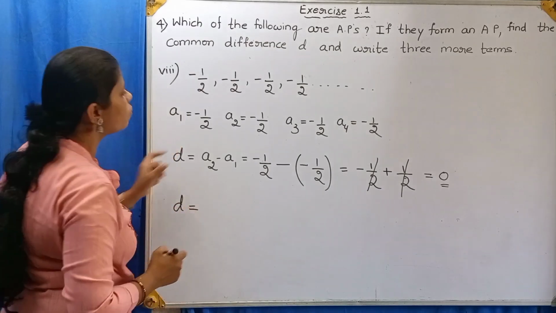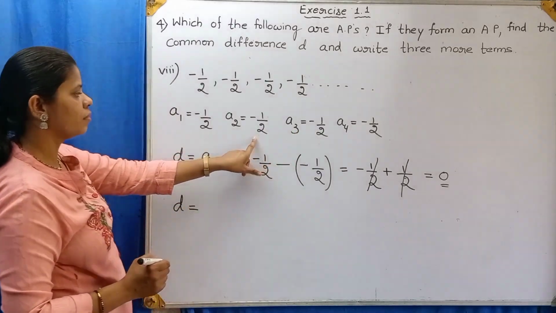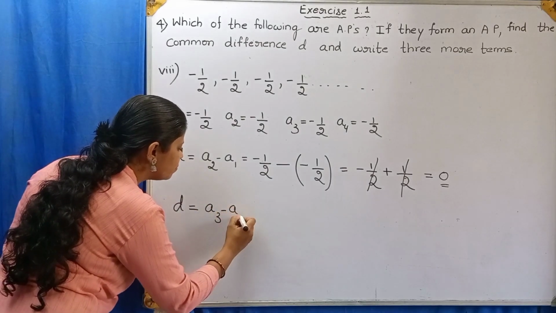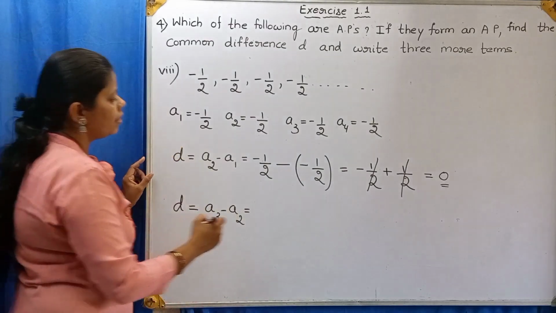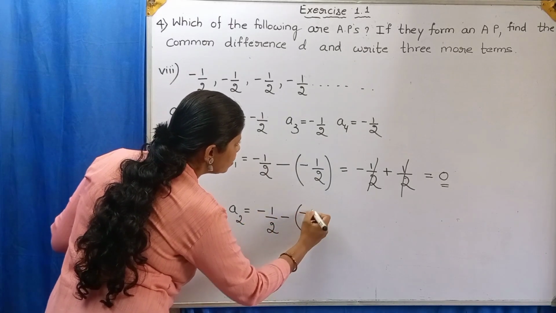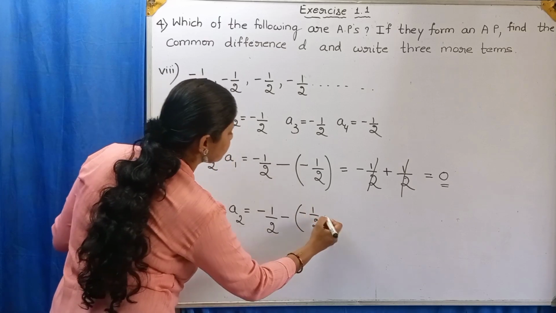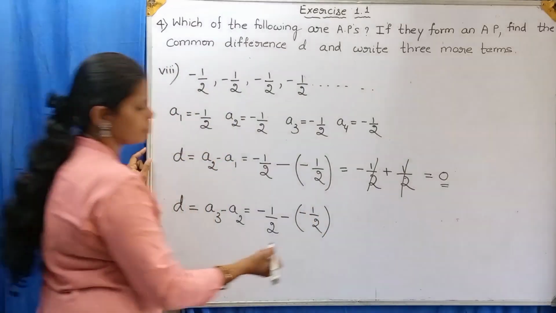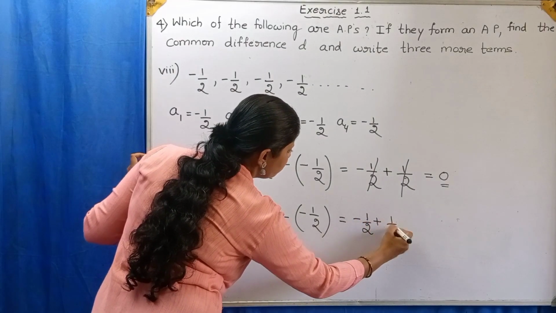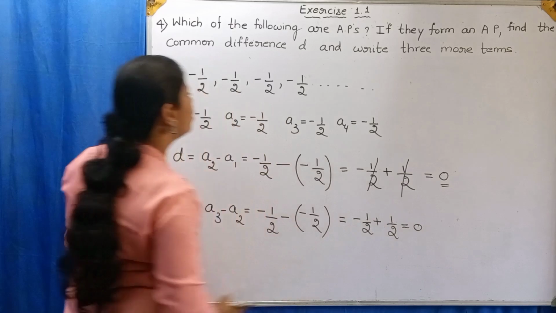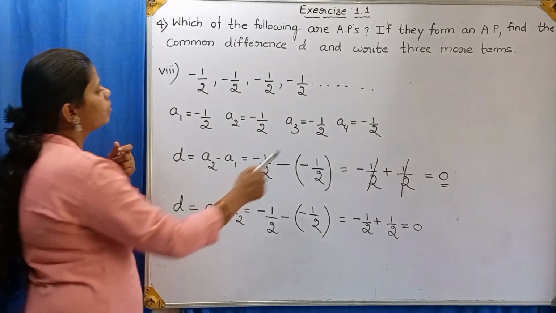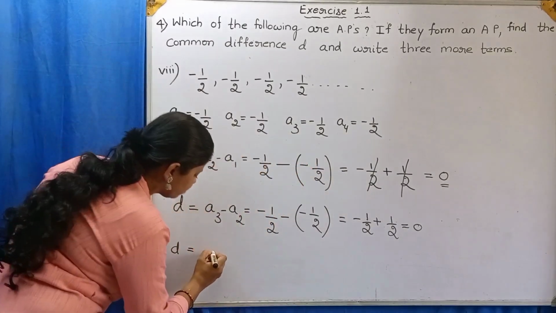Now, let us find out the difference between these two. That is, D is equal to A3 minus A2. Again, it is minus 1 by 2 minus of minus 1 by 2. Right? We will get the same answer. That is minus 1 by 2 plus 1 by 2. It is 0. Right? Then, D is equal to A4 minus A3.